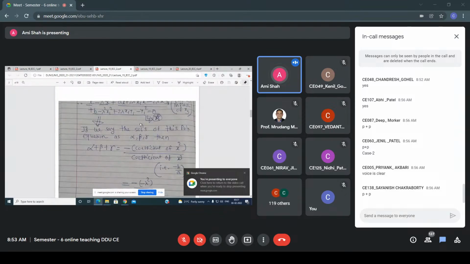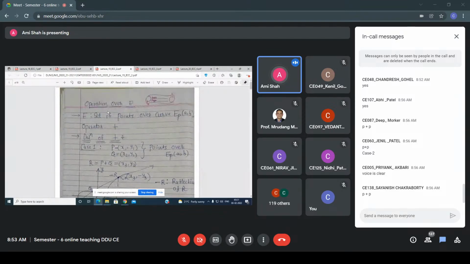So 2P is P plus P. Any 2 points are given to me, and if I want to perform the addition operation, then after performing the addition I get another point, R. Let's say P is some point and Q is another point. If I perform the addition operation, I get a point (x3, y3), right?